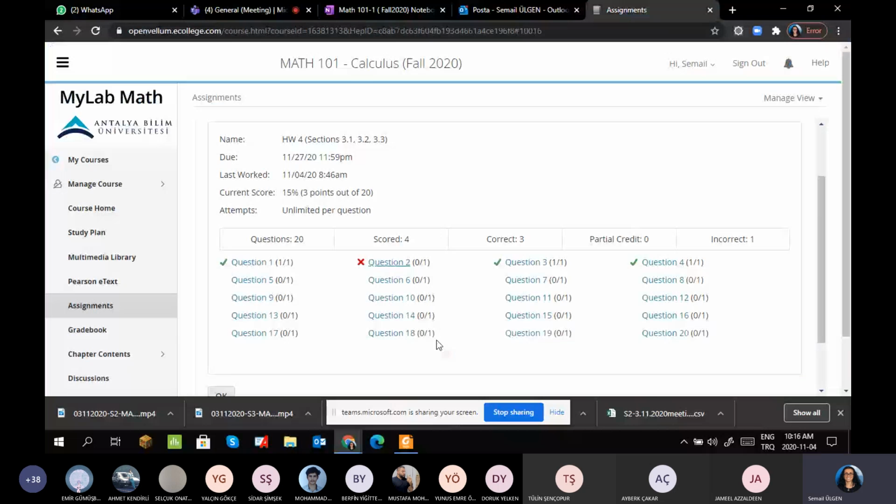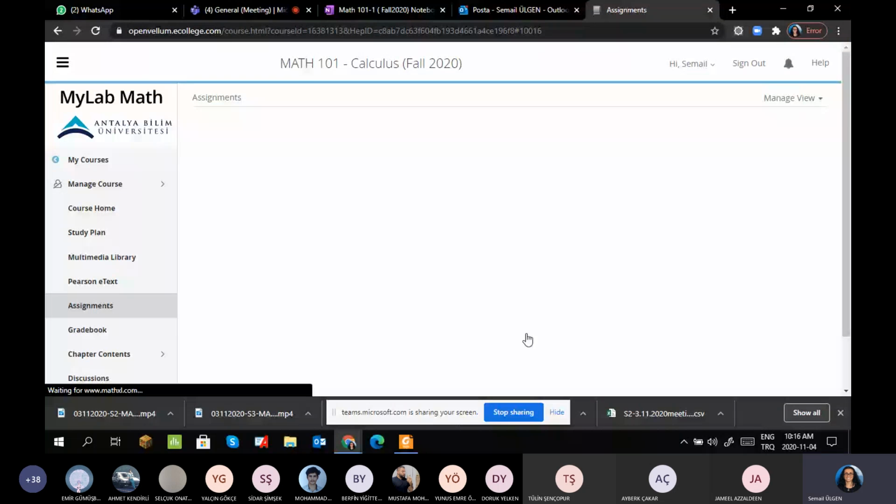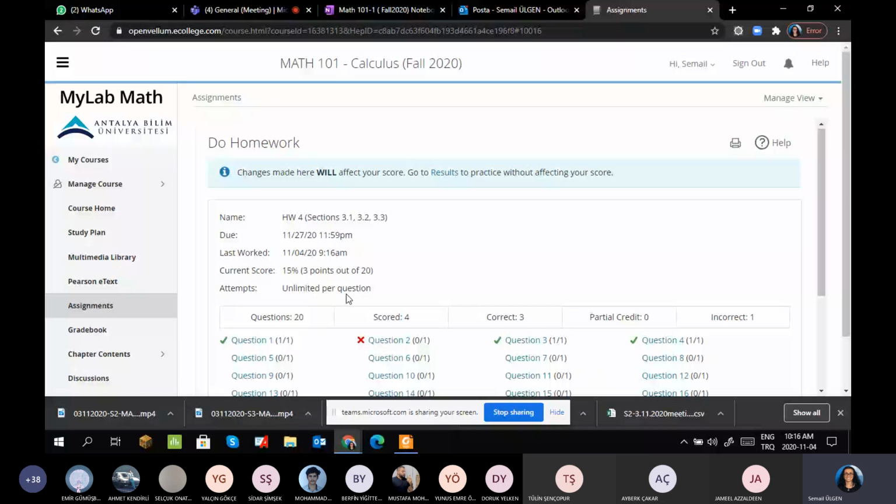Number 19, I think, could be one of the ones that we didn't cover. Which chapter does it say? Which sections? Hocam, pardon. What's that?